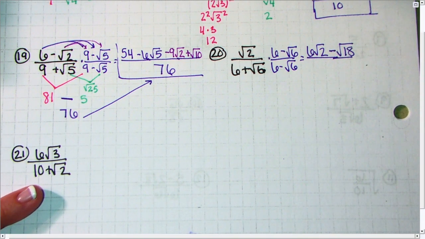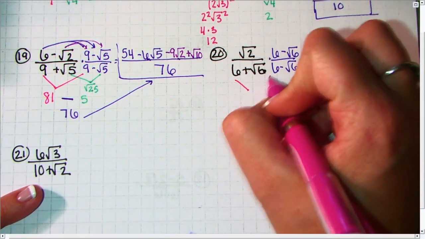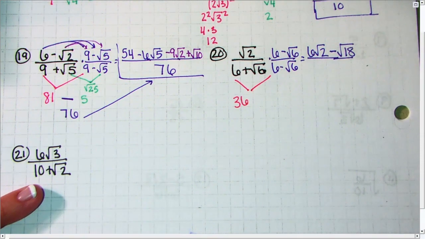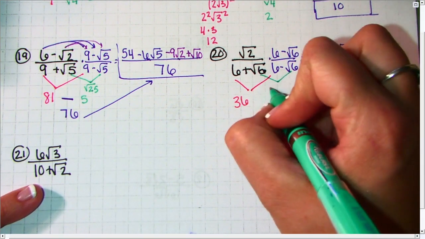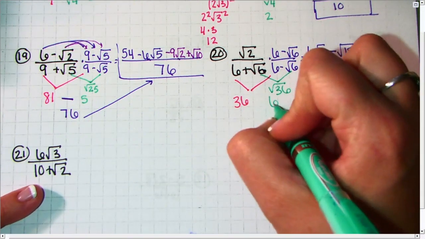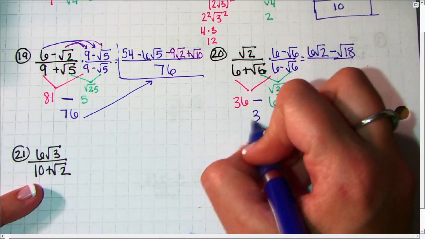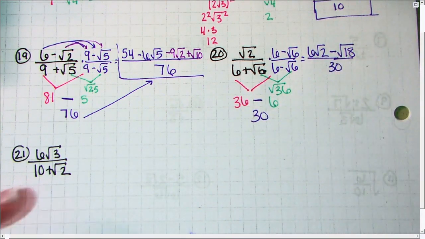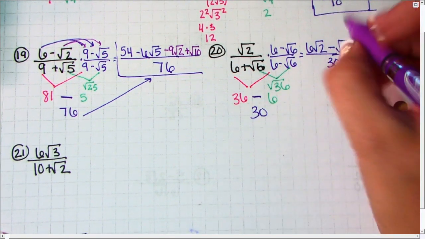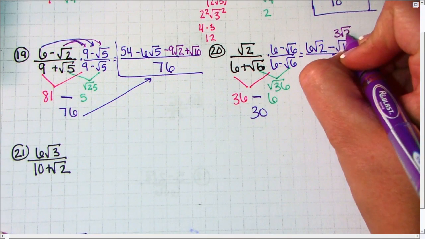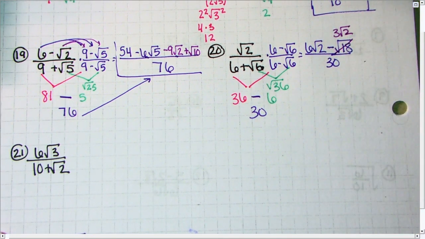Continuing on with the trend, 6 times 6 is 36. Square root of 6 times the square root of 6 is the square root of 36, which is 6. Again, these can subtract. 36 minus 6 is 30. We need to make sure that we're simplifying square root of 18. Hopefully we remember that the simplified version of the square root of 18 is 3 square roots of 2.